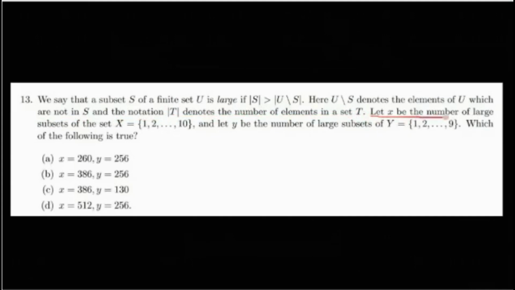So let x be the number of large subsets of the set X, which is the natural numbers from 1 to 10. And let y be the number of large subsets of the set Y equals 1 up to 9. Which of the following is true? So basically a subset of a set is said to be large if it has more elements than its complement, right? Capital X is the given set, and small x denotes the number of large subsets that can be formed from this set, and similarly small y is the number of large subsets formed from the set capital Y, and we have to find the values, right?